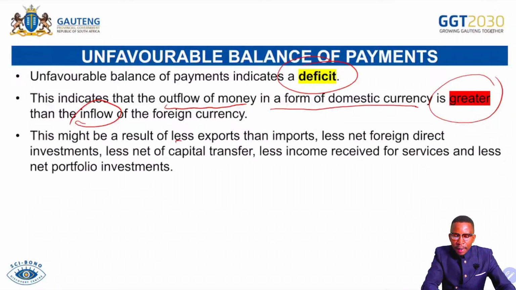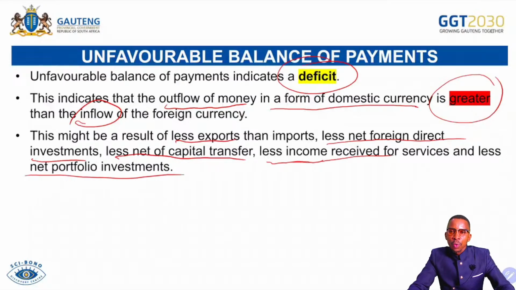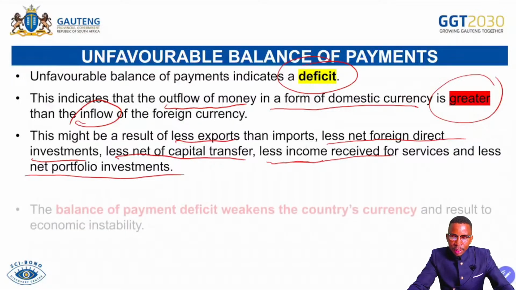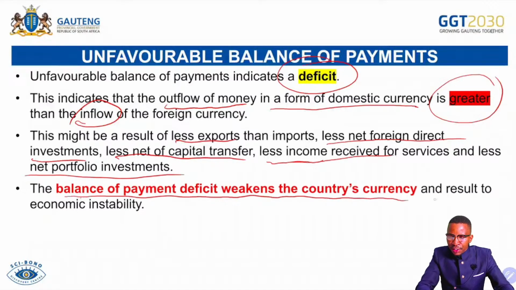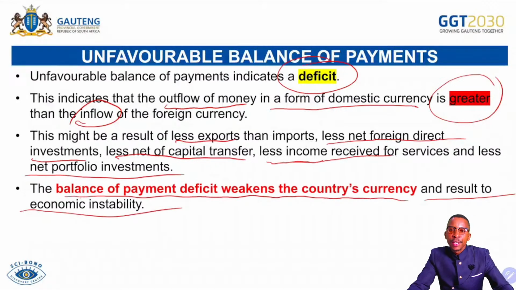This might be a result of fewer exports than imports, less foreign direct investment into the country, less net capital transfer from other countries, less income received for services, and less portfolio investment. So this will simply lead to us being faced with a deficit on the BOP. The balance of payments deficit weakens the currency of the country and results in economic instability because our currency becomes relatively weak compared to other currencies. So our exchange rate will be weaker, and that will lead to us finding it difficult to compete in the global market because of the weak currency.